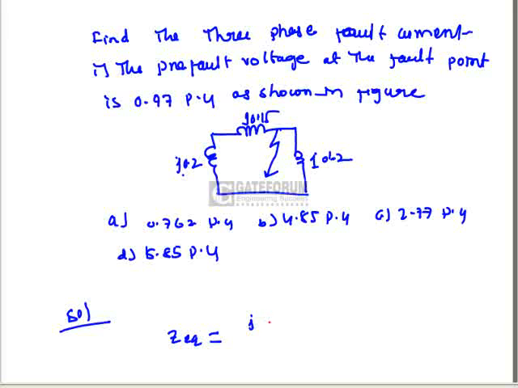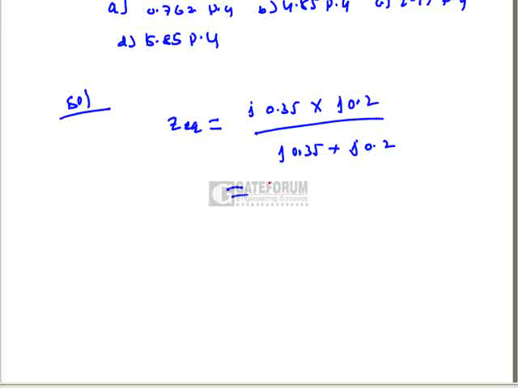That will be j0.2 plus j0.15, that is j0.35, multiplied by j0.2, divided by j0.35 plus j0.2. If you solve this, we will get a value approximately equal to 0.127 per unit, that is j0.127 per unit. So this is the approximate value of the equivalent impedance, Z equivalent, between the fault points.